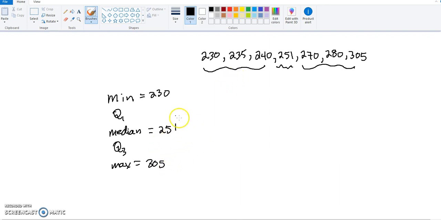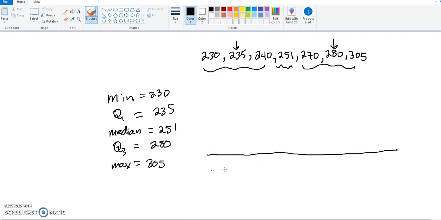But in this case it's simple, because the Q1 is just going to be the median of the small data set, so 235, and Q3 is going to be the median of the large data set, which is 280. So you're just looking at these 3 numbers, and then that's your Q1, that's your Q3. And so that's all a Box and Whisker plot is, you're just drawing a horizontal axis and including those numbers. So let's do a scale of, say, I don't know, 10.